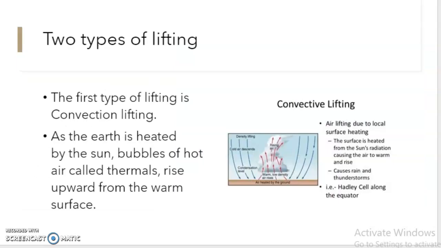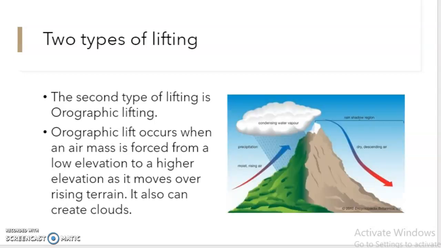There are two types of lifting. The first is convection lifting. As the earth is heated by the sun, bubbles of hot air called thermals rise upward from the warm surface. The second type is orographic lifting. Orographic lift occurs when an air mass is forced from a low elevation to a high elevation as it moves over rising terrain. It also can create clouds.